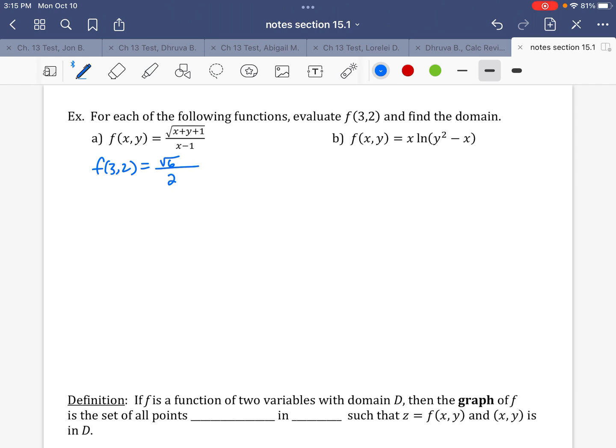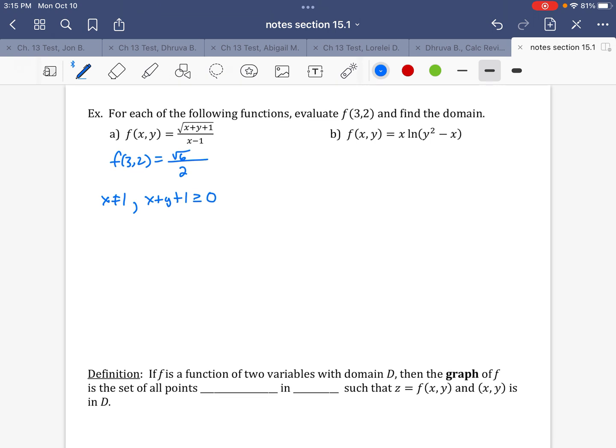And then doing the domain, first of all, notice that x minus 1 on the bottom, so x can't be 1. Also, I noticed on the top that inside of a radical cannot be negative. So x plus y plus 1 has to be greater than or equal to 0. Okay, so you can also draw a picture of these things. So let's go ahead and write our domain here. So my domain is any point x, y such that x cannot be 1, and y is greater than or equal to negative x minus 1. Let's solve it for y so we can graph it in a second.